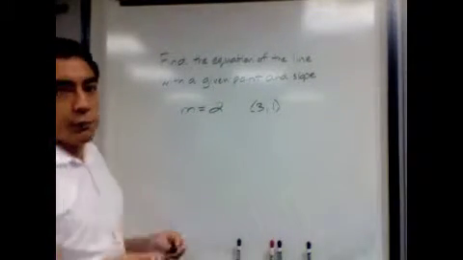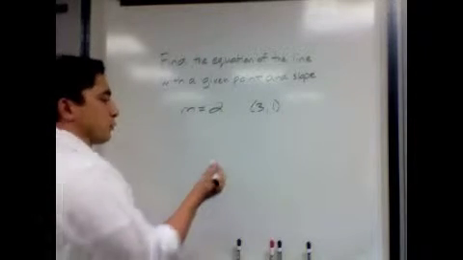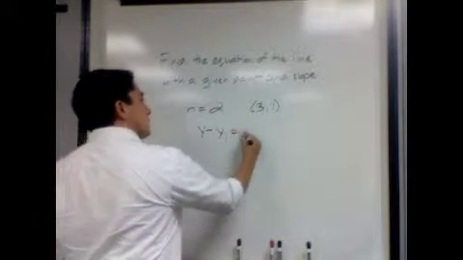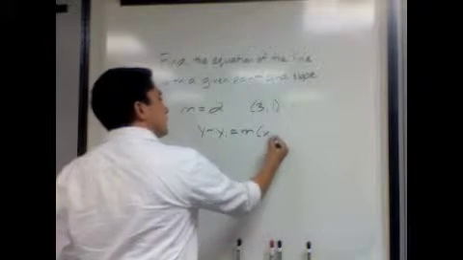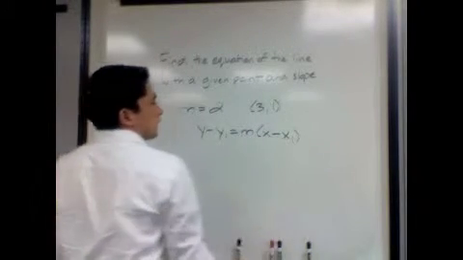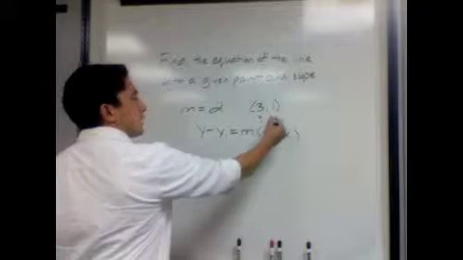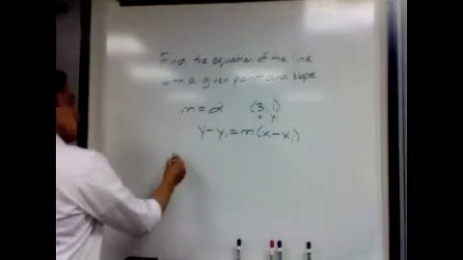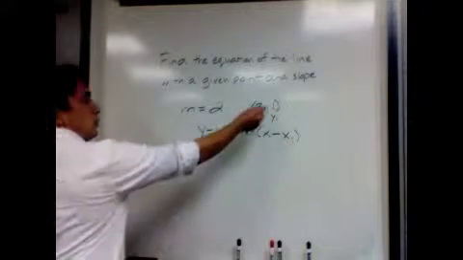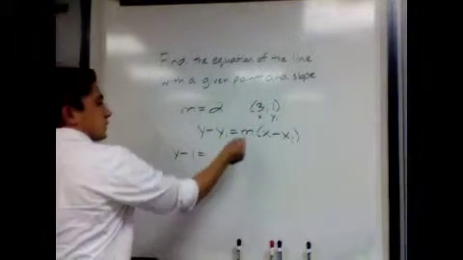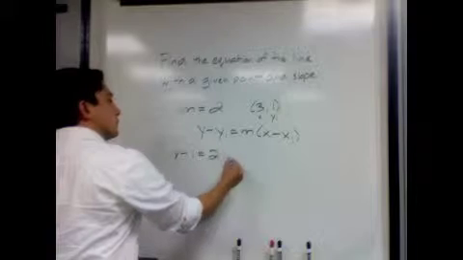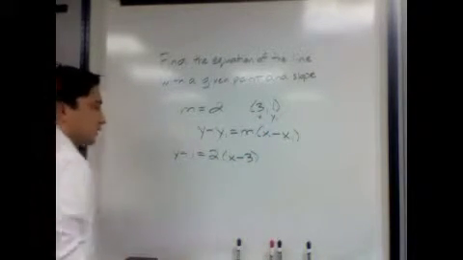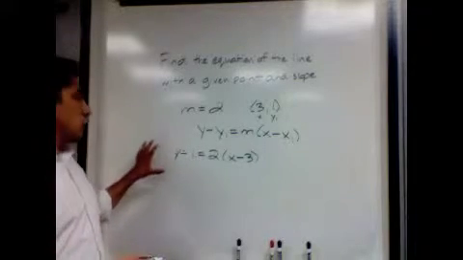If you have a slope and a point, you can put it into point-slope form, which is y minus y1 equals our slope times x minus x1. Again, this point is playing the role of x1, y1. Let's plug exactly into that formula. So we have y minus y1, which is 1, is equal to our slope, which is 2, times x minus x1, which is 3. Okay? So this is what we call point-slope form.